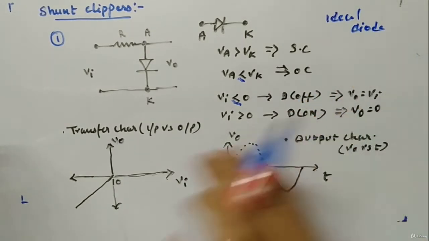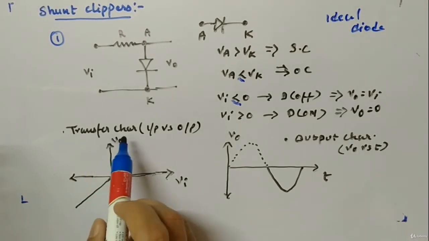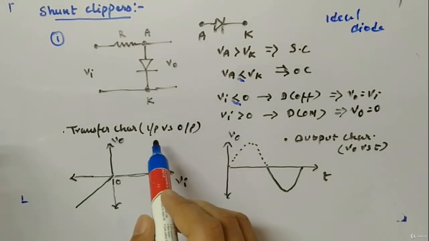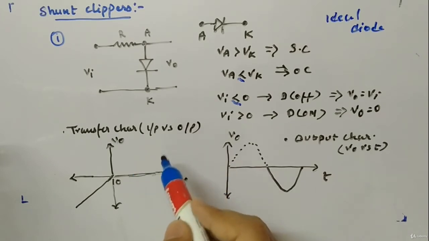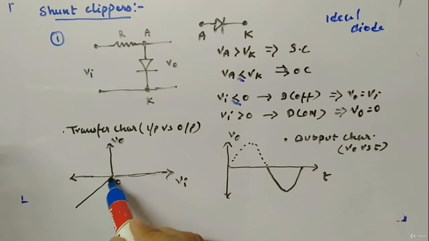You can say the transfer characteristic is just a curve which represents input and output. So this is the input, this is the output, Vi and Vo, and the curve between them is this.